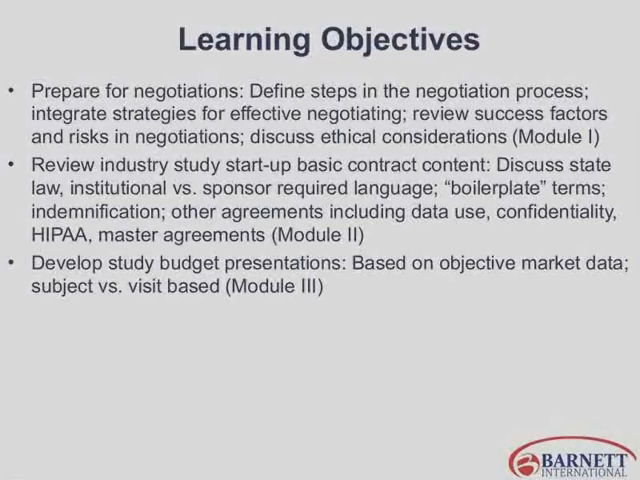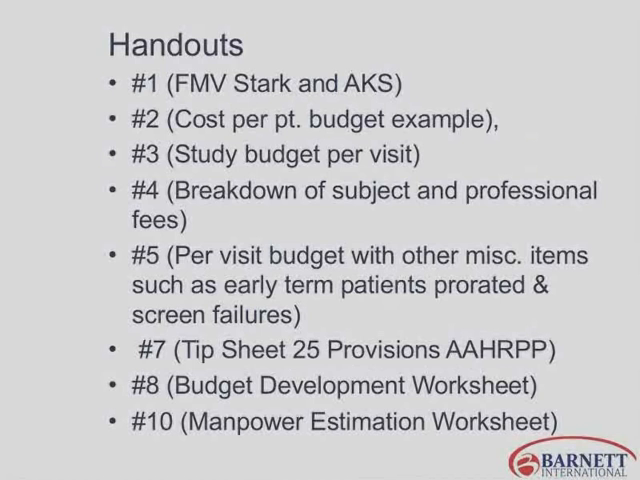There are a number of handouts that you should have received, and number one is the fair market value handout. Number two is the cost per patient budget example. Number three is study budget per visit. Number four is a breakdown of subject and professional fees. Number five is per visit budget with miscellaneous items such as early term patients, prorated, and screen failures. There is no number six handout.